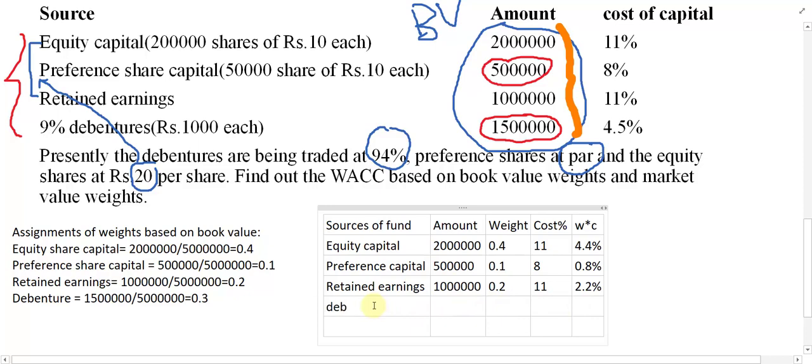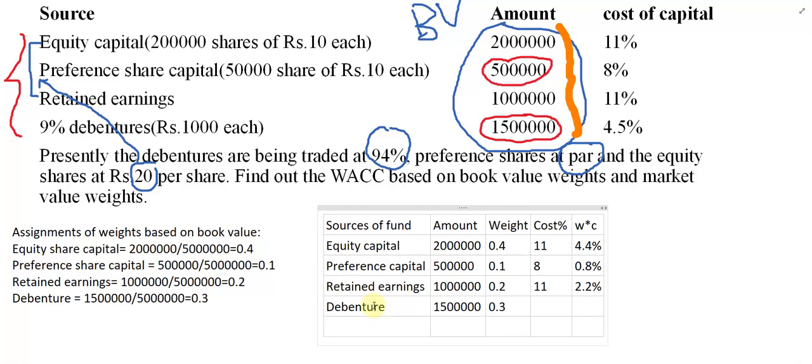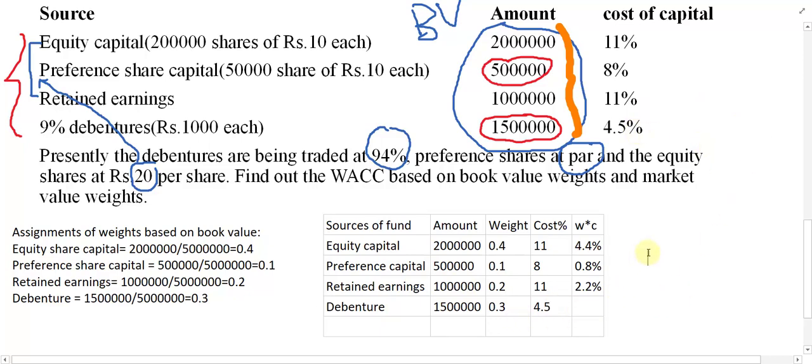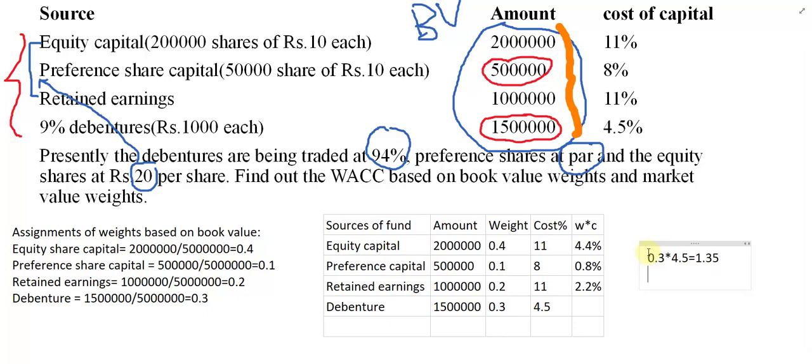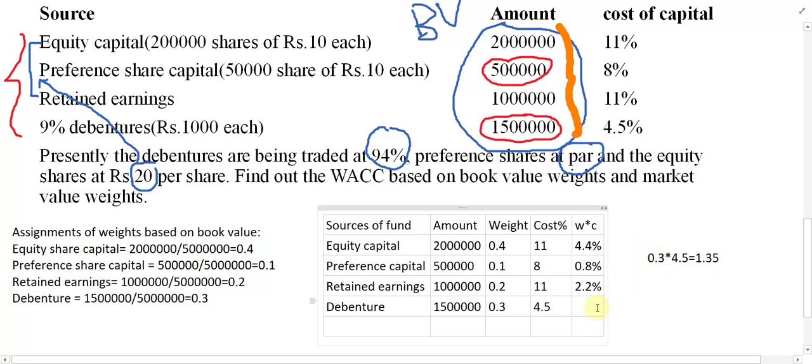And the last one is debenture. How much is the total debenture? The weight is 0.3, and the cost is 4.5. Now you can multiply 4.5 into this one. Let me multiply here itself: 0.3 into 4.5. Press the equal sign, and it is equal to 1.35. Of course, that is also in the form of percentage. So that is done.